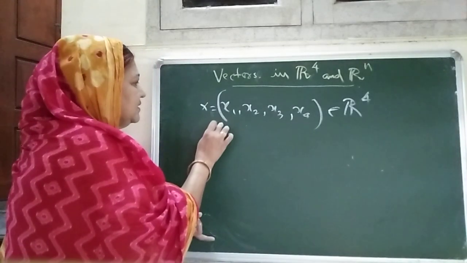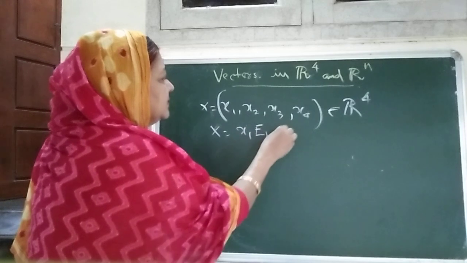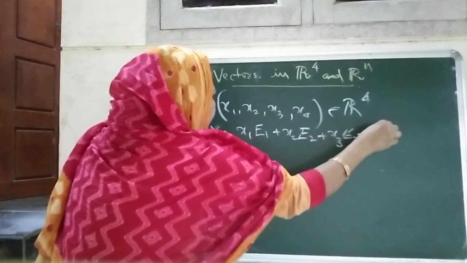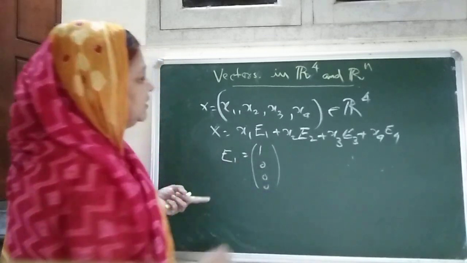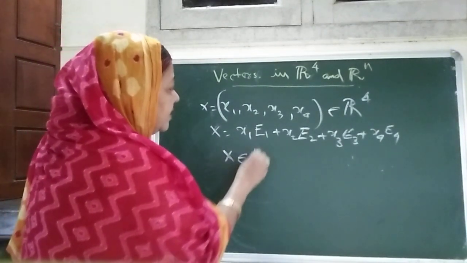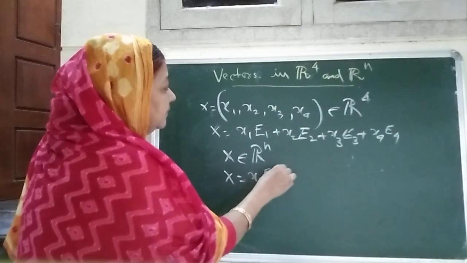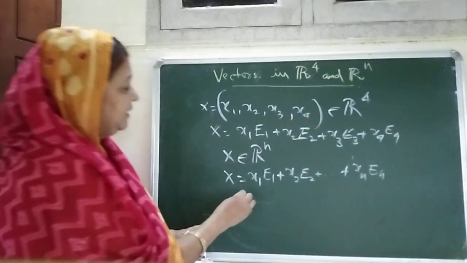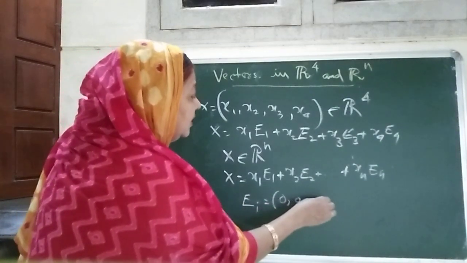such that this x can be expressed as x1 into 1 0 0 0, that is x1 e1 plus x2 e2 plus x3 e3 plus x4 e4, where e1 is the vector, say, 1 0 0 0 and e2 is 0 1 0 0, etc. So generally, if x is a vector in Rn, then this x can be expressed as x equal to x1 e1 plus x2 e2 plus etc. plus xn en, where en is the vector with all the entries 0 except for the ith position.